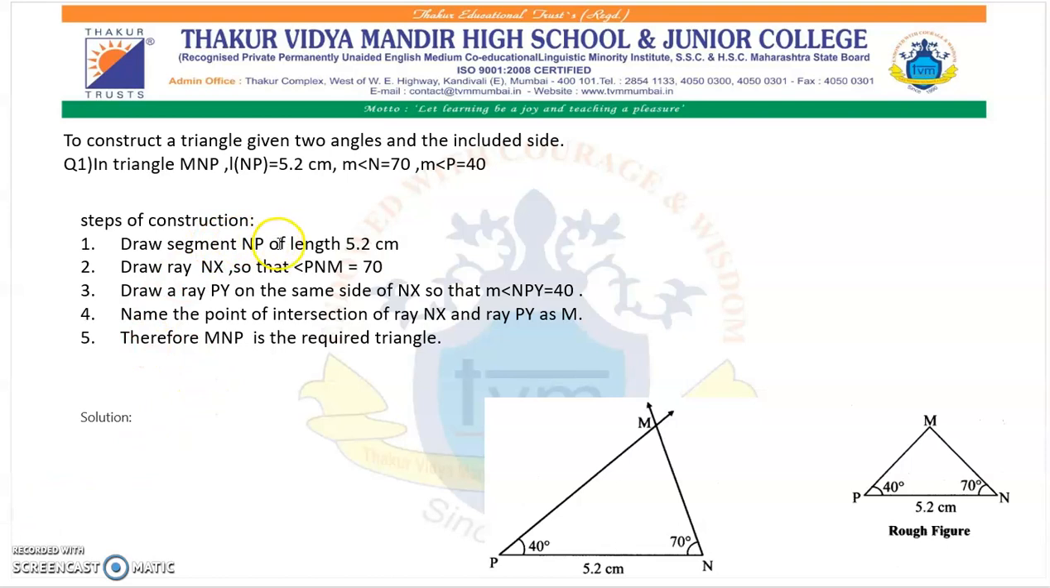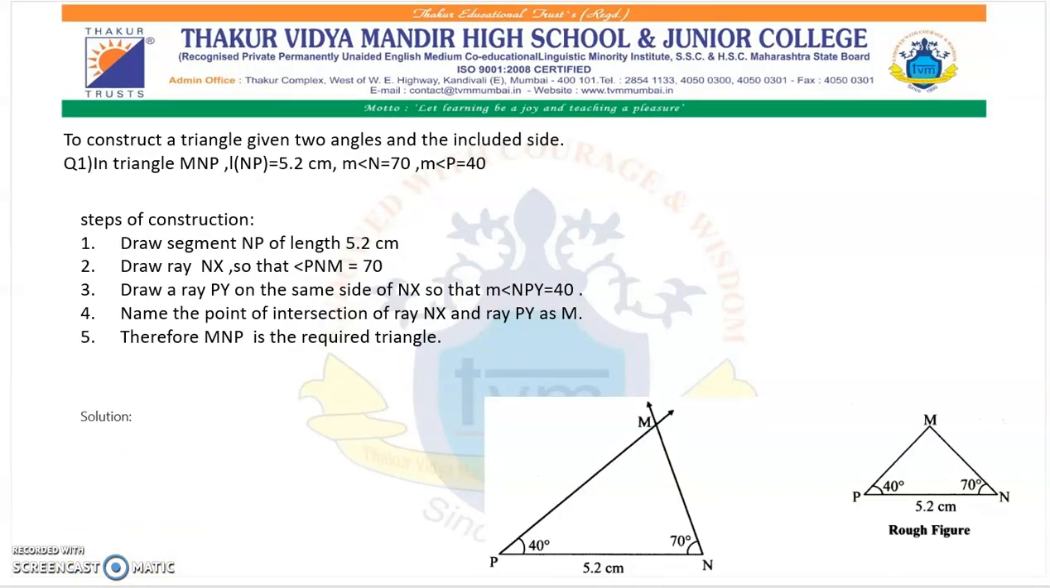To construct a triangle given two angles and the included side. Question: in triangle MNP, NP is given 5.2, angle N is given 70 degree and angle P is 40 degree. You have to do it on your own.